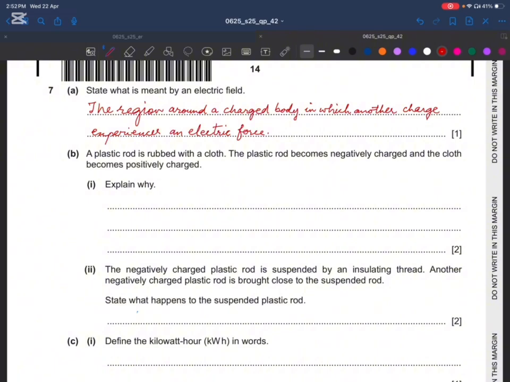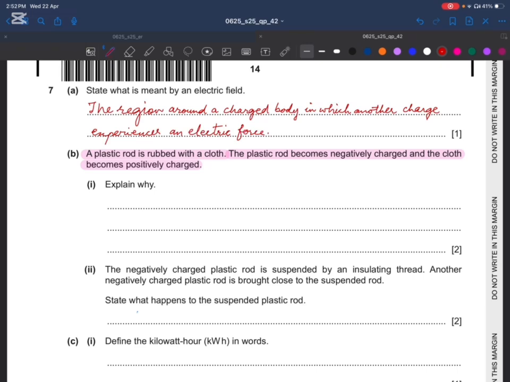That's it. Now as far as this part B is concerned, what they are asking: a plastic rod is rubbed with a cloth. The plastic rod becomes negatively charged and the cloth becomes positively charged. So what is happening in this case? Whenever a body becomes negatively charged, it means that the body will gain electrons, and obviously the body which lost electrons will be the positively charged body ultimately. So explain why the plastic rod becomes negatively charged when rubbed with the cloth.